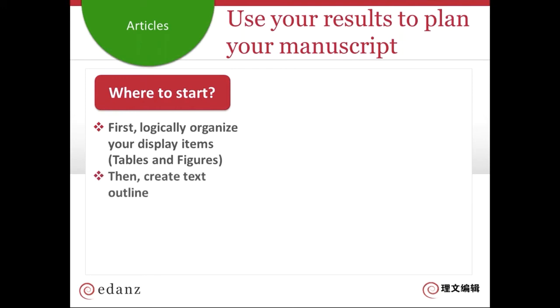Next, make a rough outline in list form without the need for full sentences or perfect English. A bulleted list for each section is fine. Then, draft your manuscript section by section. This is a much easier goal than trying to write the entire paper at one go.